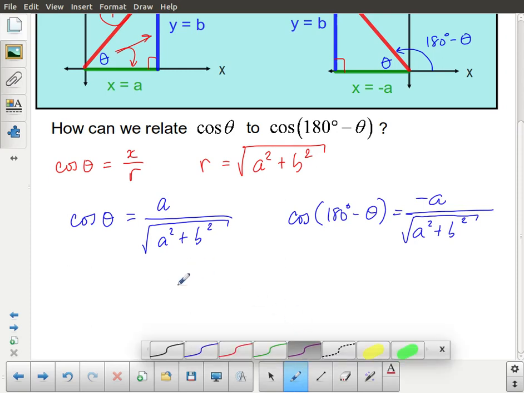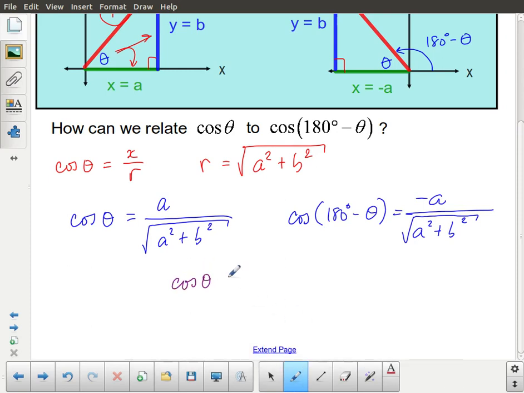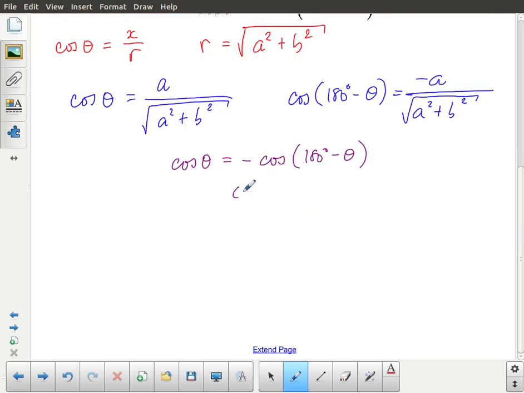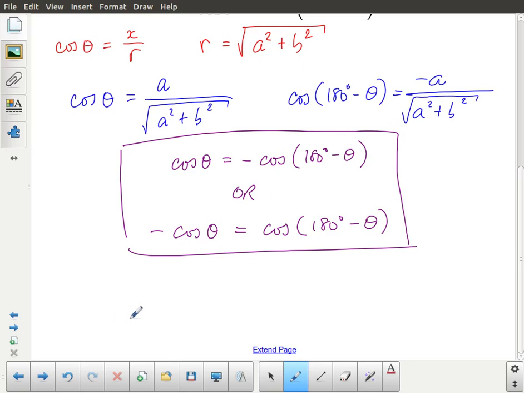The conclusion we end up with here is that the cosine of theta is equal to the negative cosine of 180 degrees minus theta. So the cosine of an acute angle is equal to the negative cosine of the supplementary obtuse angle. Or another way I could write this conclusion would be that the negative cosine of theta is equal to the positive cosine of 180 degrees minus theta. Either of these work. So that is my conclusion for this page.